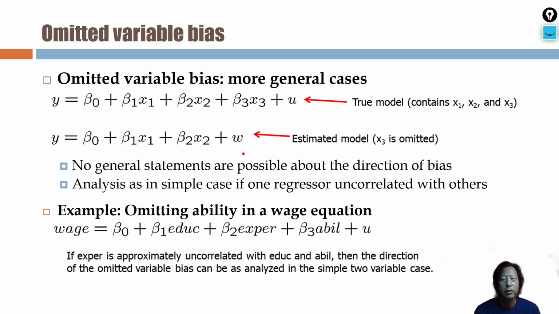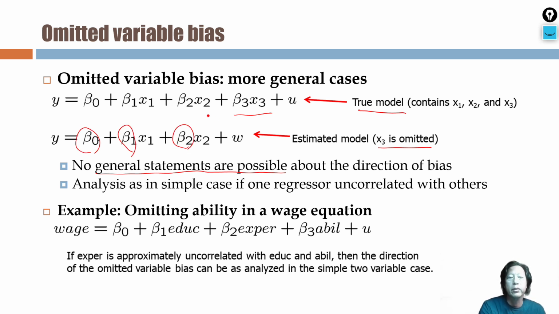So, more general cases. If this is a true model, again, we don't know what the true model is. We omit the x3 here. But here no general statement is possible, which means we don't know whether beta 2 will be overestimated or underestimated. The only thing we know is that beta 0, beta 1, and beta 2 are biased. But in general, we cannot tell if it is overestimated or underestimated. We don't know.